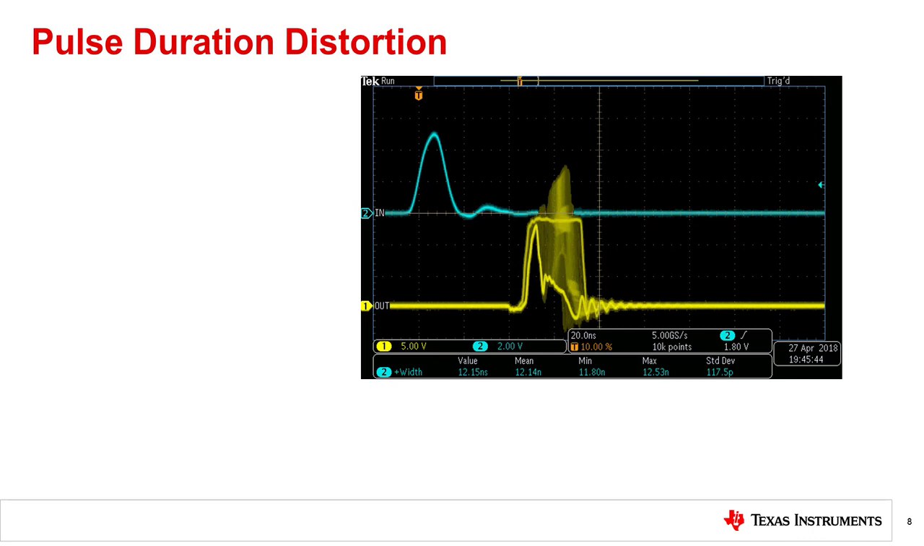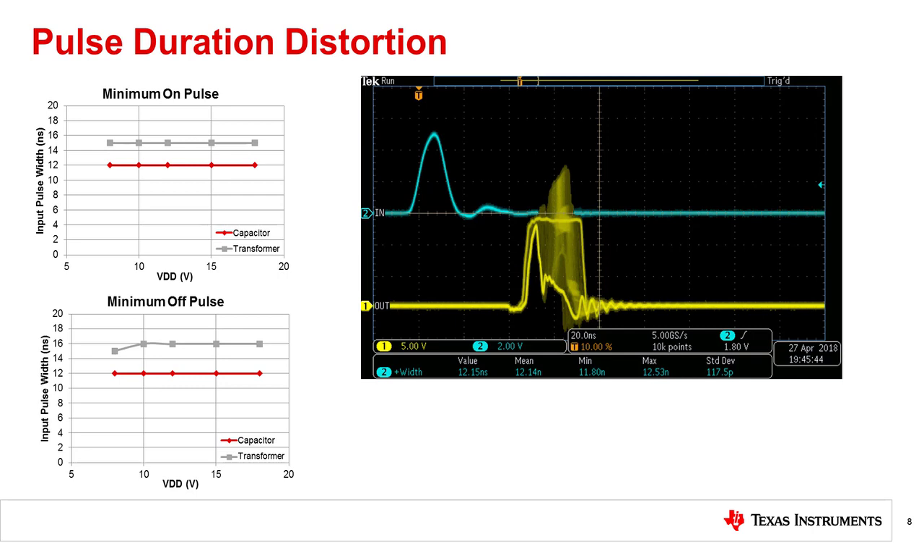Capacitive and transformer isolators experience pulse duration distortion because of the variation in oscillator timing accuracy, the transmission line characteristics of the isolating component, and the detection scheme on the receiver. Collectively, each may be responsible for a few nanoseconds. Pulse duration distortion in capacitive and transformer isolators is usually in the low tens of nanoseconds, occasionally less.